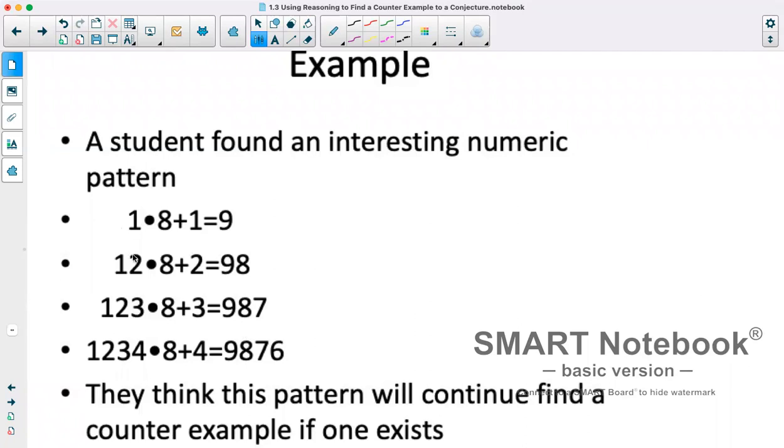So we can see that there's a pattern here. We're starting at 1, then 1, 2, then 1, 2, 3, then 1, 2, 3, 4. And then the number that we add here would be our term that's right before the 8. So our ones term. So we had 1 here, so that's 1, 2 here, that's 2, 3 here, that's 3. And essentially it's creating this pattern where we're counting down from 9. Now they think this pattern will continue, so we'll try to find a counterexample.